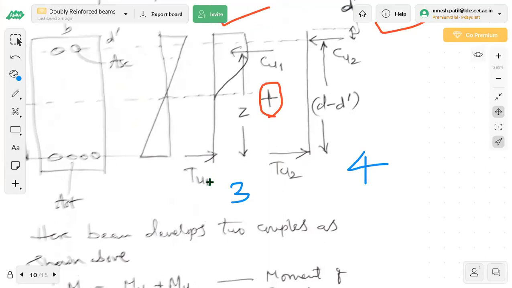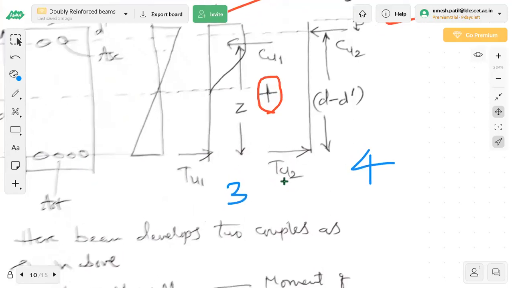0.87 Fy into AST1. It means part of the tension steel is used to form this first couple, that is diagram 3. And the remaining part of the tension steel, let us say 2 more bars, is used up to develop this second couple, that is Tu2. So what is Tu2? Tu2 is equal to 0.87 Fy into AST2. So AST1 comes here, AST2 comes here.